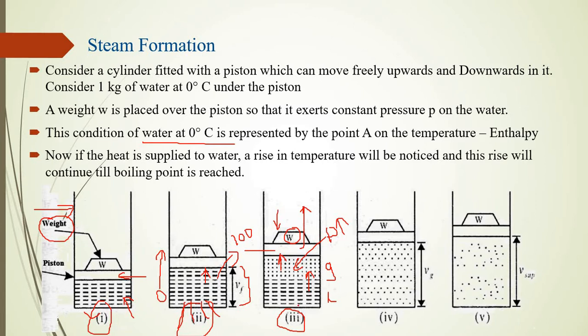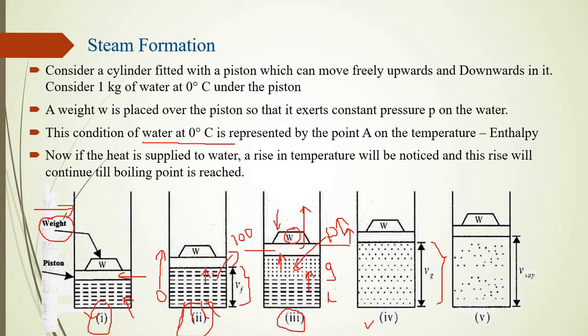Here it is partially water and partially steam. Then after the next condition, the water is totally converted into steam and the piston moves slightly upward to balance the force. This volume is called the volume of gas.